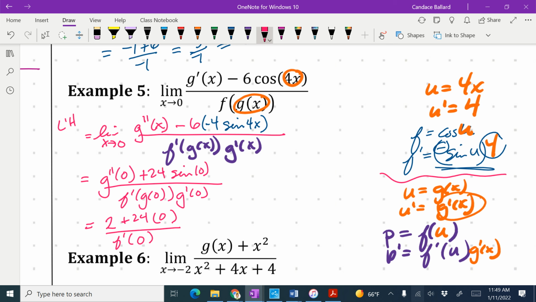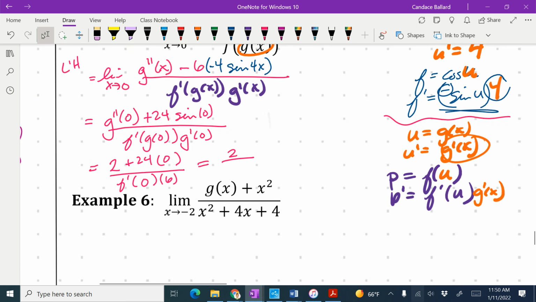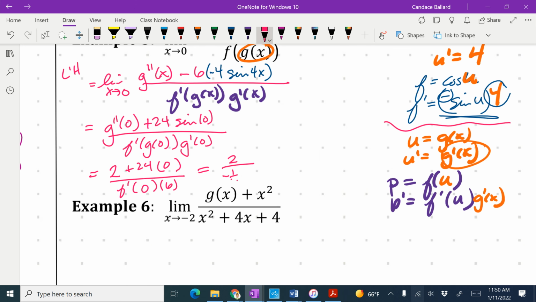All right. What's g prime of 0? 6. Good. All right. Looks like I've got just 2 in the numerator. F prime, do I read the y value or the slope? Slope at 0. So slope at 0 is still what? -1/2. Okay. So we have -1/2 times 6, which if you're going to have a fraction in the denominator, that's the situation you want, right? Because I can cancel some stuff. All right, so 2 goes into 6 3 times. It looks like I've got -2/3 as my limit.